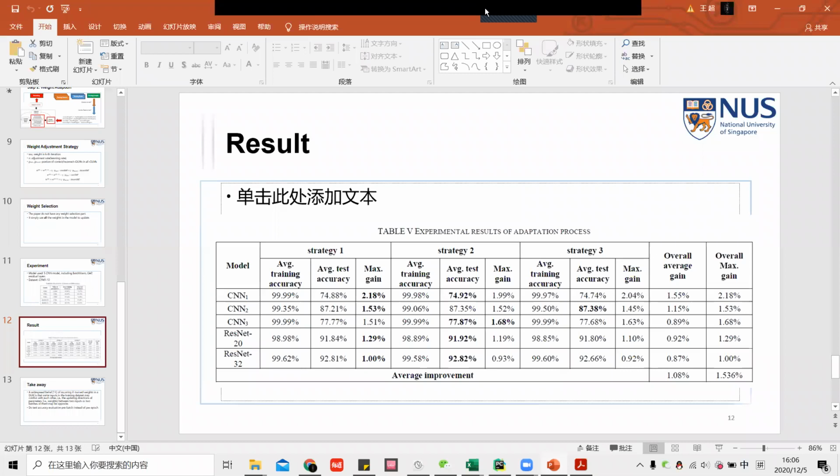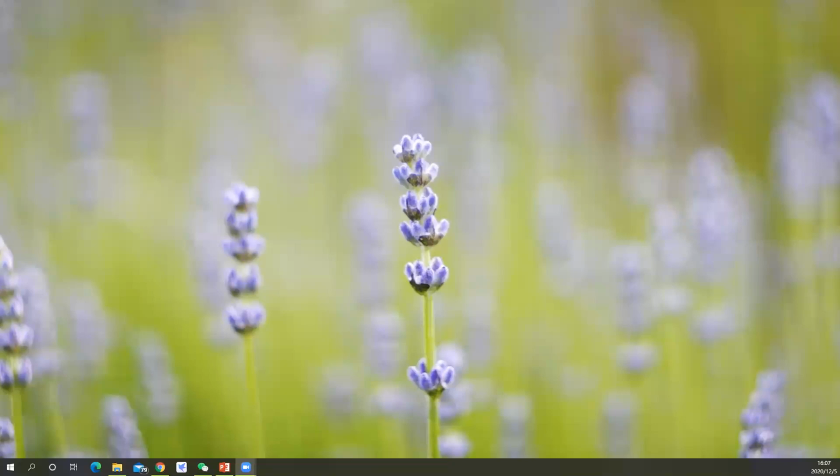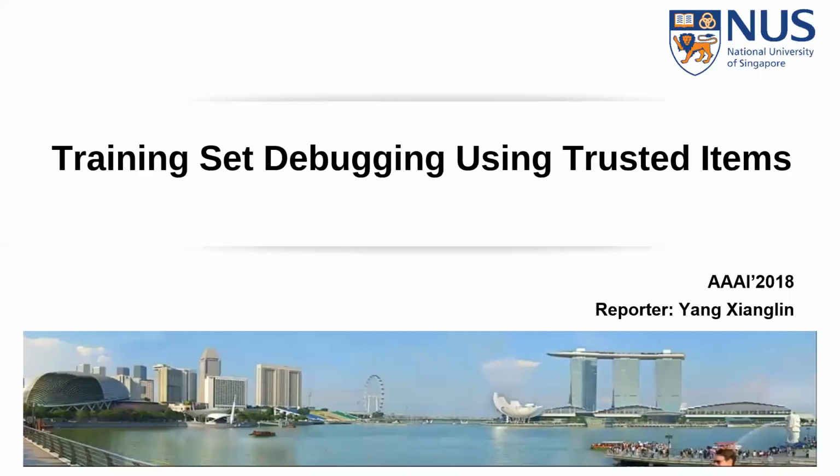Oh, if not, let's move on to Xianglin. This is our last presentation, and it is about debugging. Xianglin's presentation is going to discover whether the training dataset has some bugs or some noise. So this is the approach. I forgot where it's published. AAAI. So let's have a look at this research.